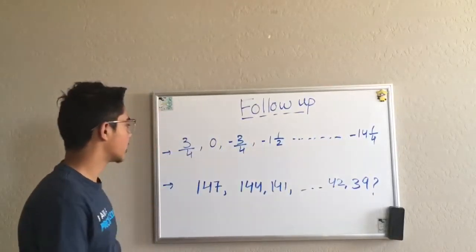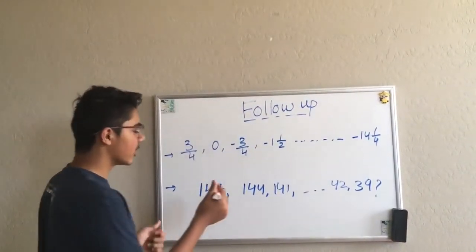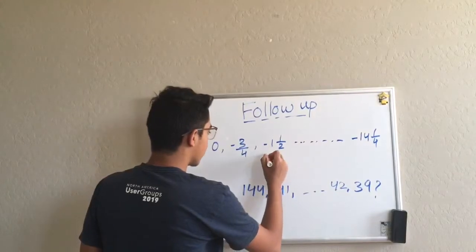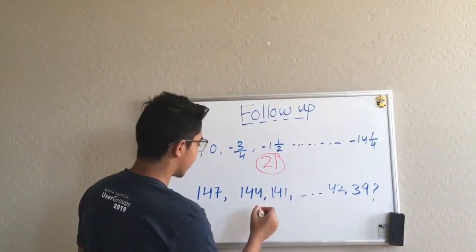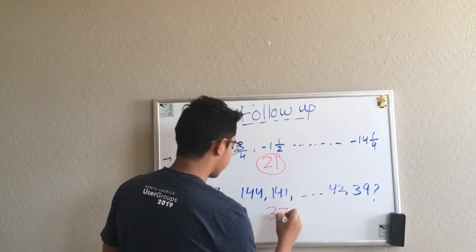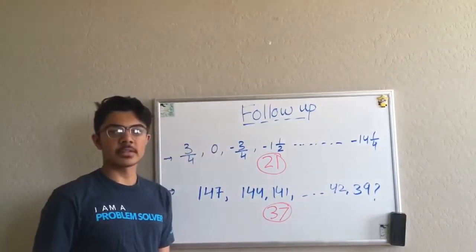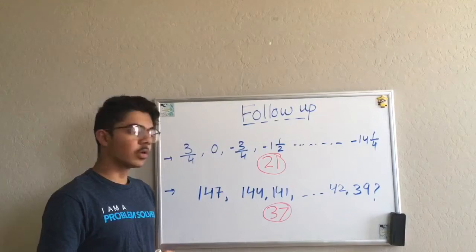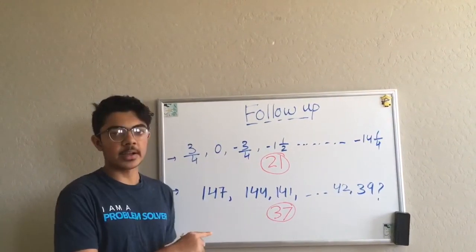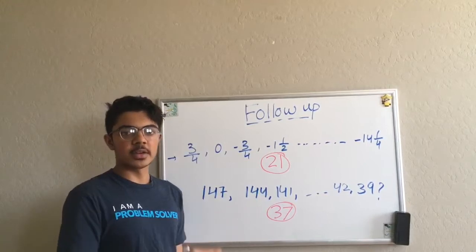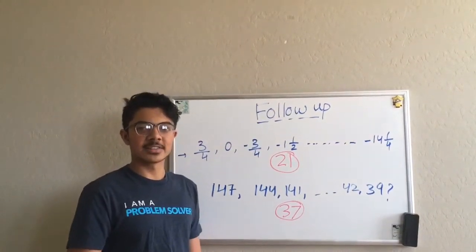These are the follow-up questions from last time. The answer to the first one is 21. And the answer to the second one is 37. These both covered concepts that we learned in the last video. So if you got different answers or if you want to learn that concept, you can go back and watch the last video. In today's video, we're going to be covering factors.